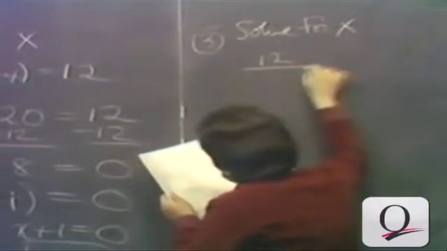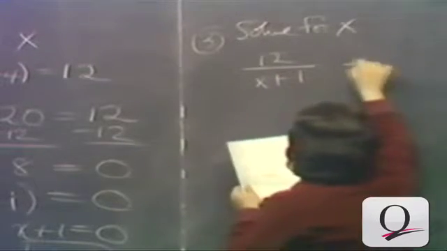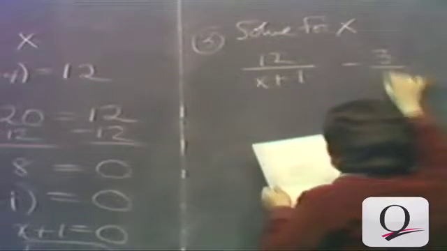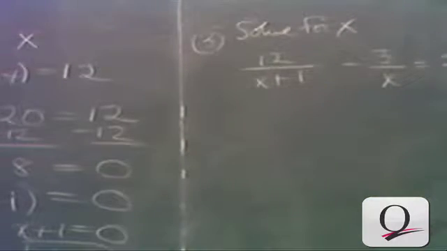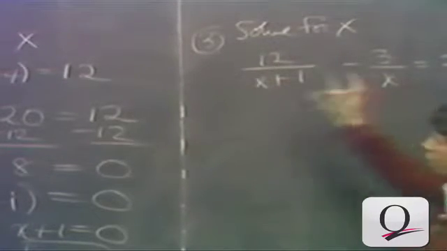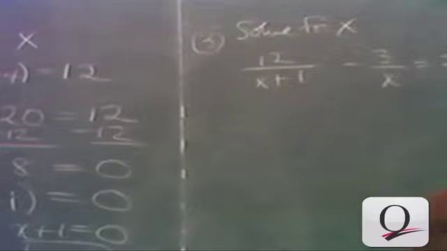Now let's look at the following fractional equation. 12 over x plus 1 minus 3 over x equals 2. And we know the way to solve a fractional equation is to multiply both sides of the equation by the LCD, the lowest common denominator, in an effort to remove fractions from the equation. And when we do that, in this particular example, a quadratic equation arises, which we will solve by factoring.